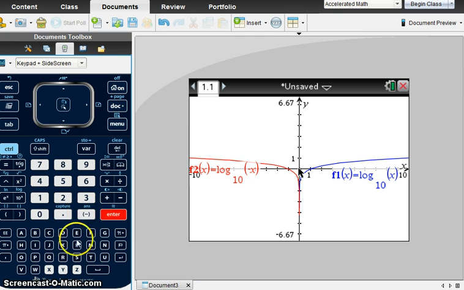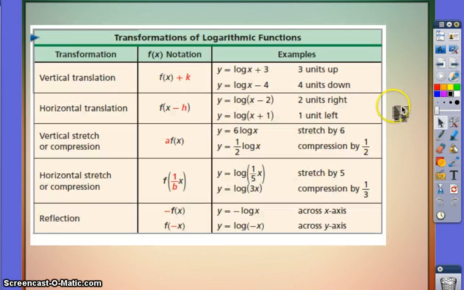Your book has, again, a helpful table for you to remember. It's on page 538, and this is it right here. This discusses all the things that we did in this video. And if you want to make notes of that, write that down in your notebook. That might be helpful to you.